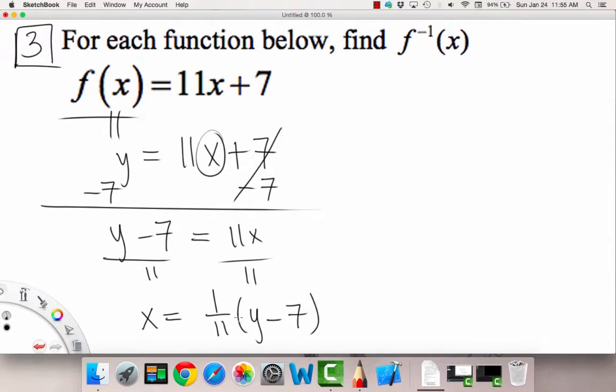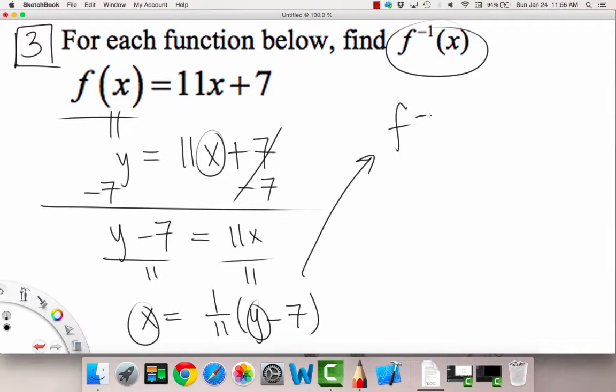Once we get this, because they want our input to be in terms of x, we can interchange or swap out the variable names. So we're going to make this f inverse of x is equal to, keeping everything in the same place, 1 over 11 times whatever our input is, which in this case would be x, minus 7. On the next slide, I'll show you a second method of finding an inverse of a function.